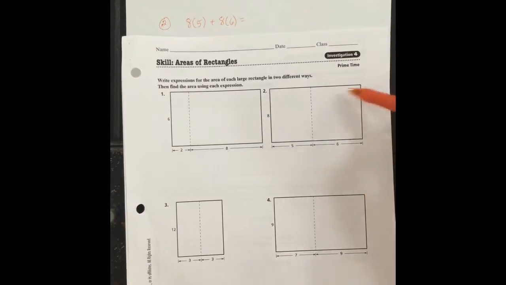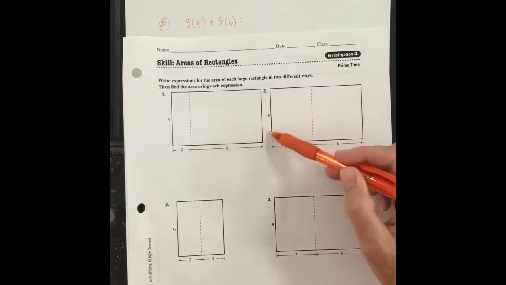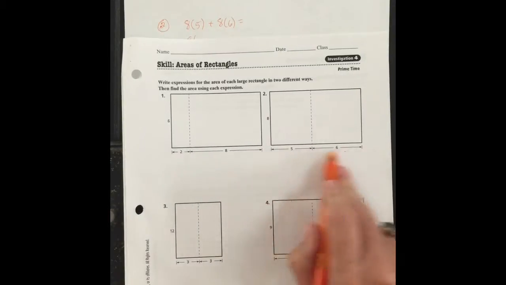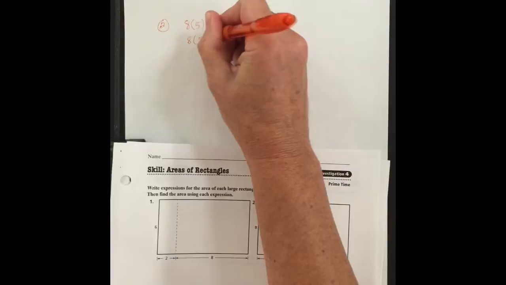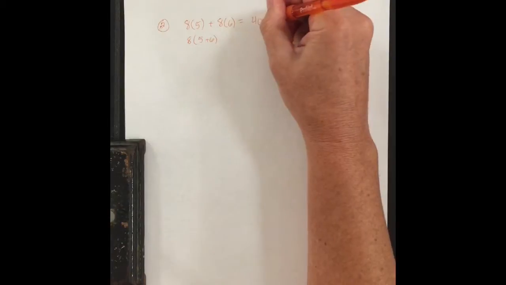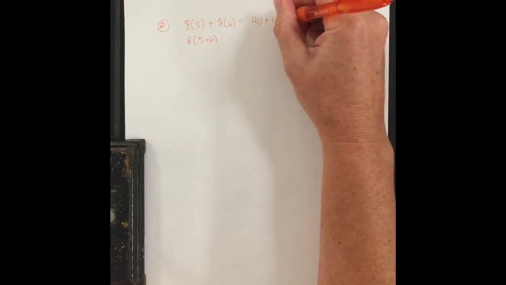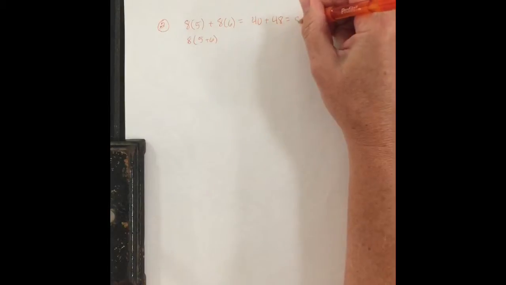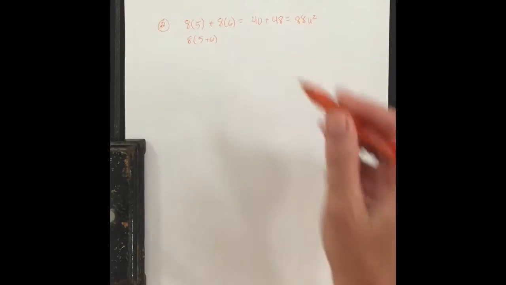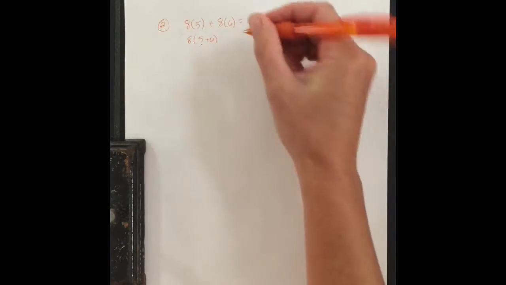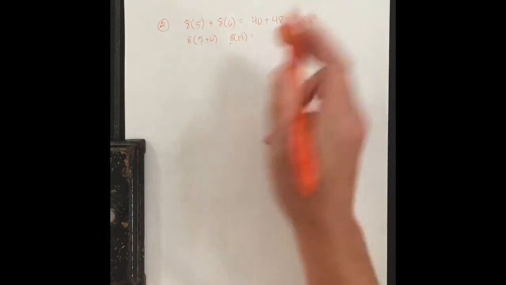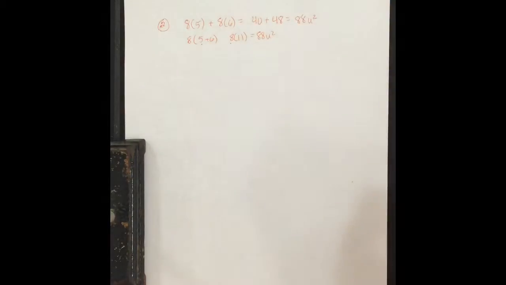I can also look at this as a large rectangle. To do that, I have 8 times 5 plus 6, because that would give me the length of this one. Okay, so to answer this, I have 8 times 5 is 40. 8 times 6 is 48. So I have 88. It doesn't give units, so I would just say units squared. This one we have 5 plus 6 is 11, so I can replace the 5 plus 6 with 11, and we have 8 times 11 is 88 units squared.